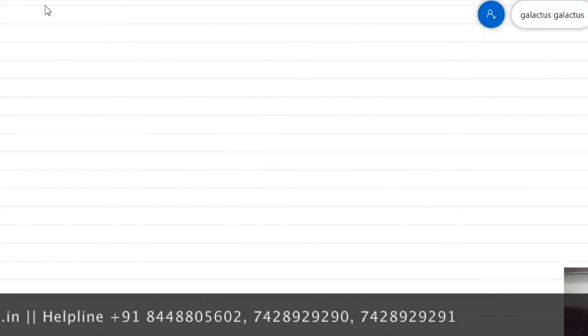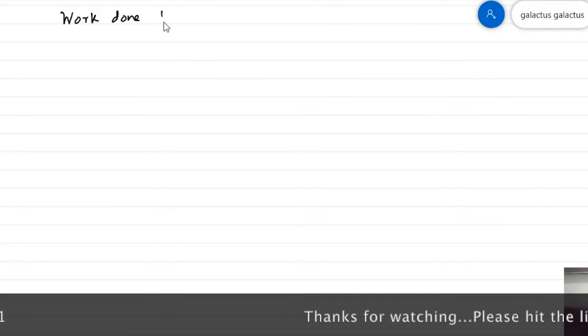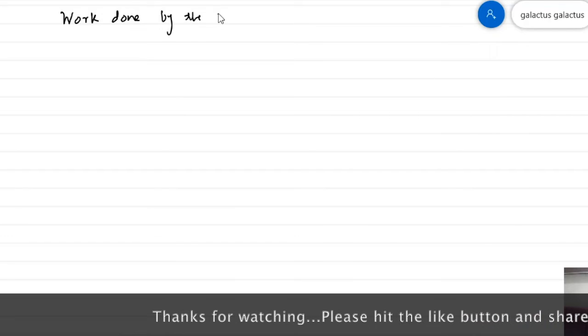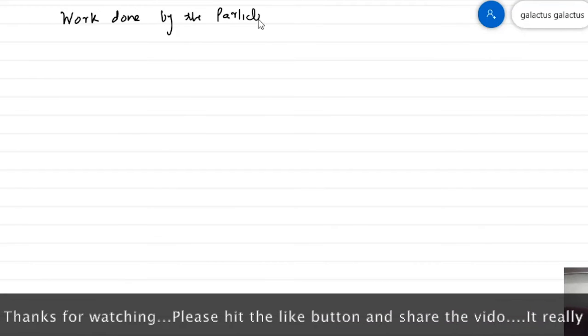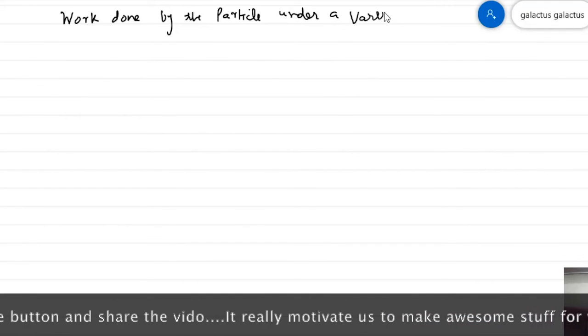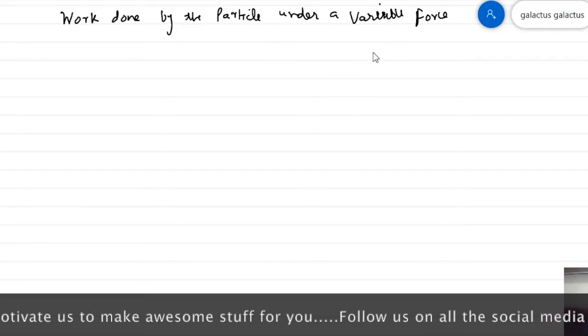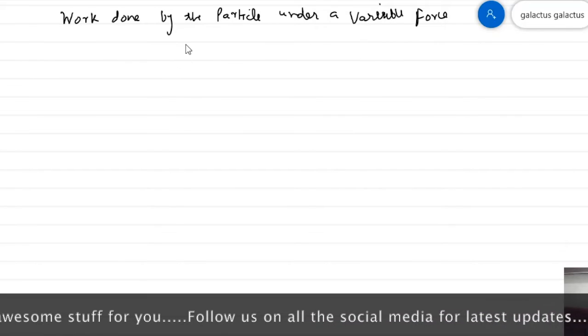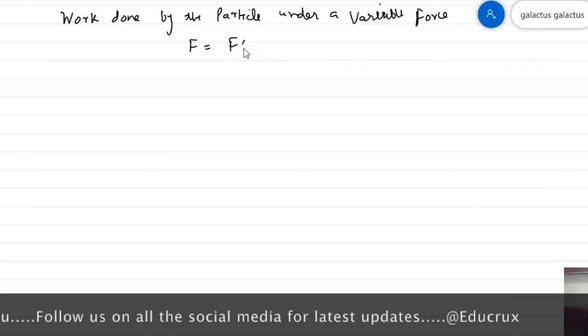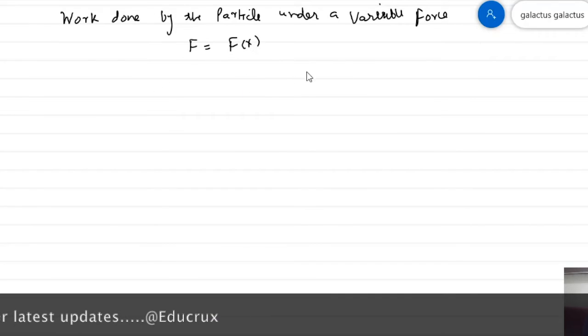So let us first write this down. Work done by the particle under a variable force. A variable force is a force that depends on the position of the particle. So F is generally F of x. I have considered the horizontal direction only for simplicity.